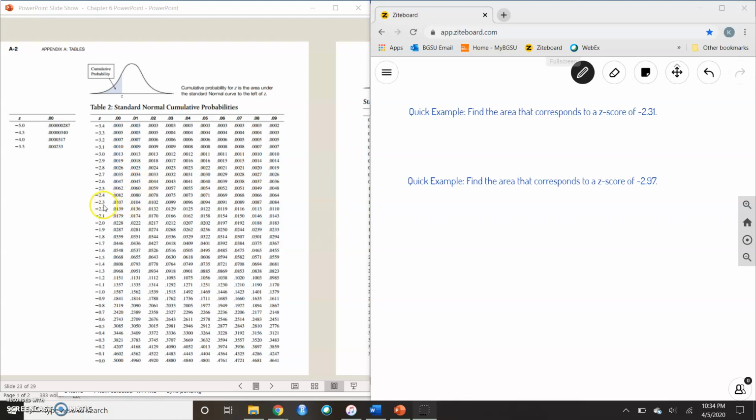So the z-score uses the first column and row in order to find the area. The area is going to be where these two numbers intersect on the table. So for this example, when the z-score is equal to negative 2.31, the area is going to be equal to 0.0104.